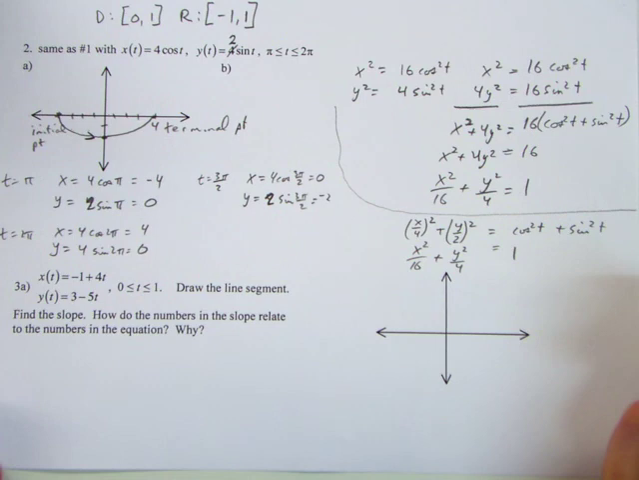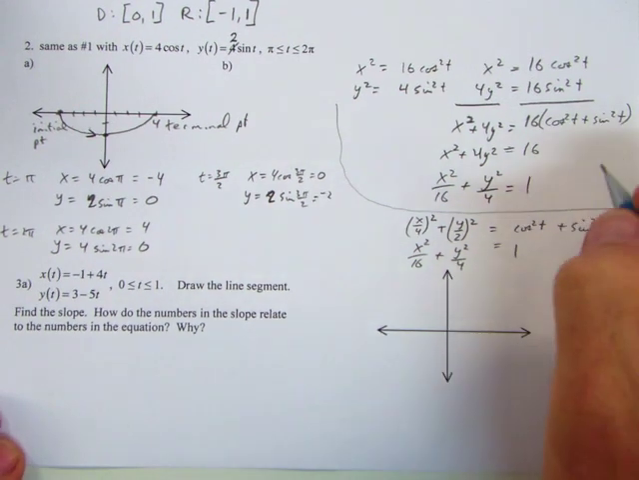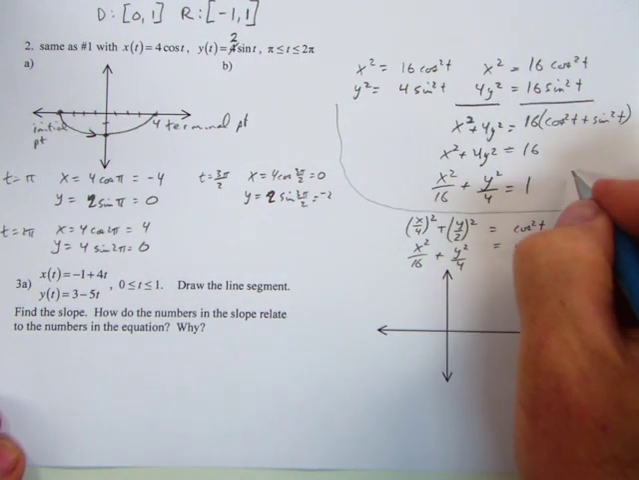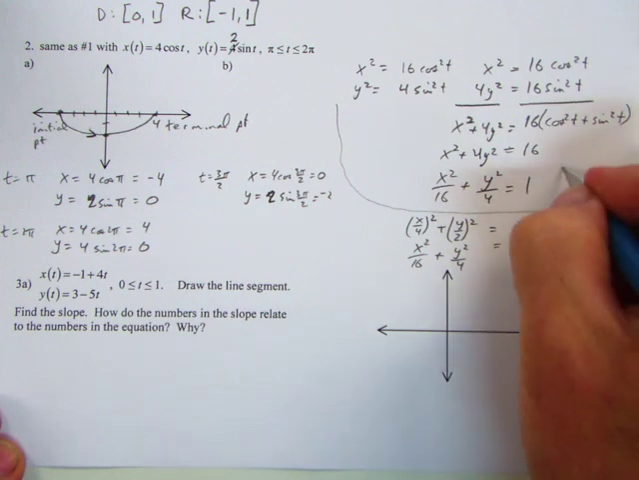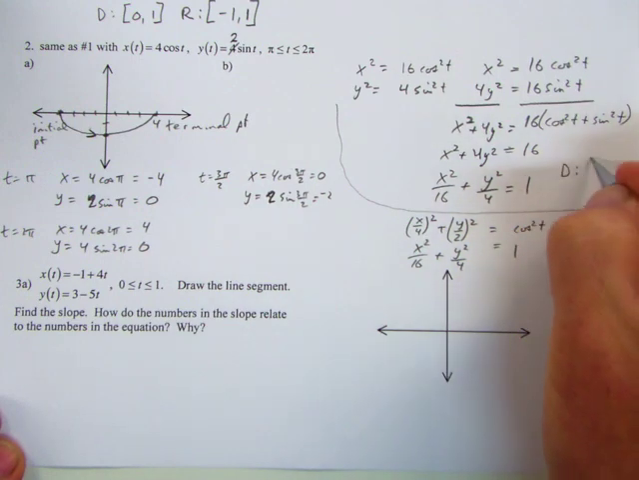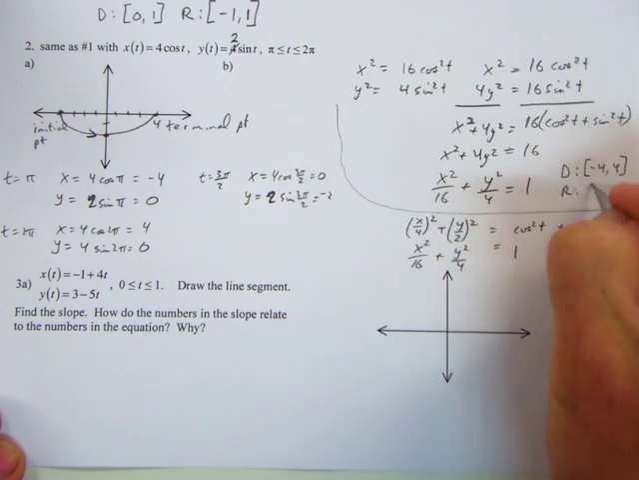Now, do we want the whole thing there? No. What will be our domain restriction? And I'll just put it up here. The domain will be from -4 to 4, and the range will be from 0 to -2.